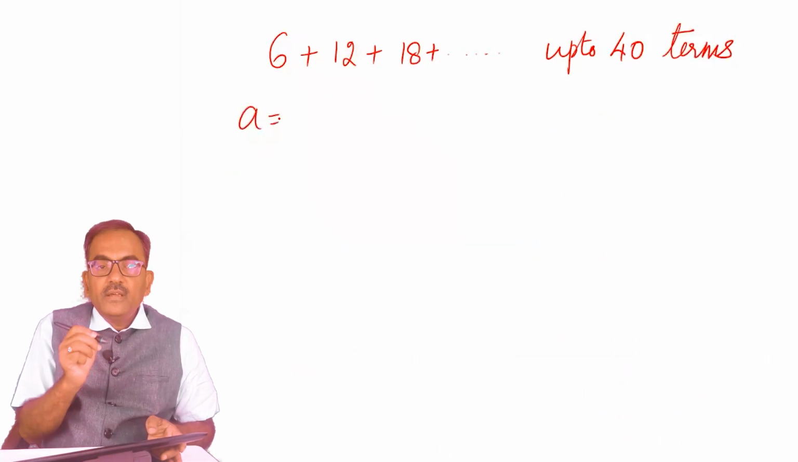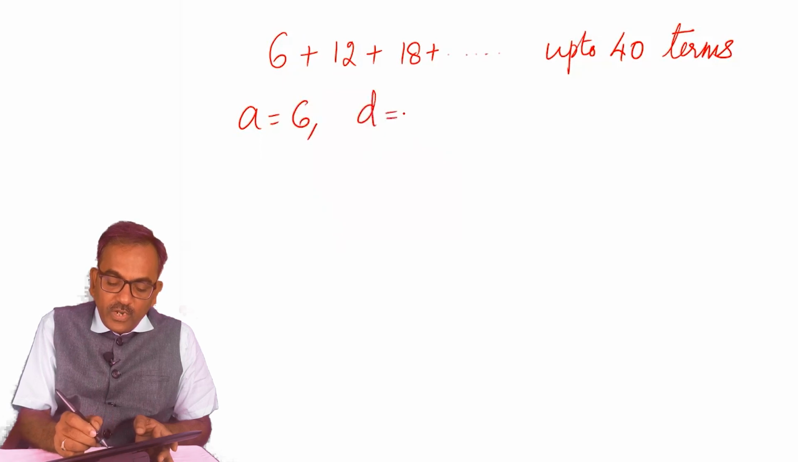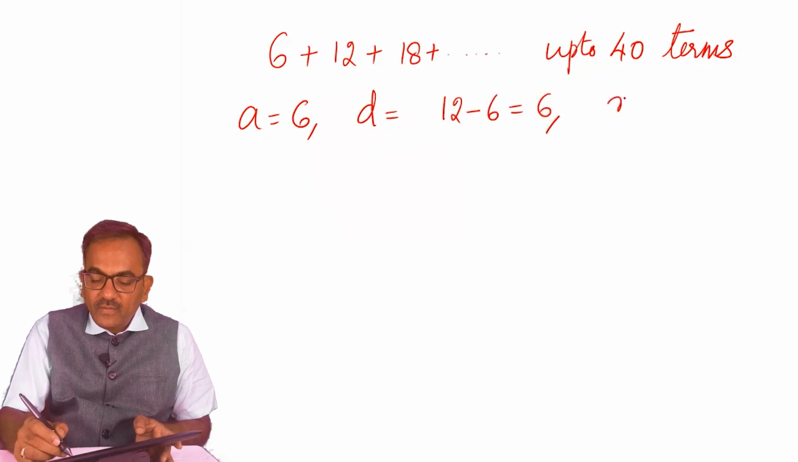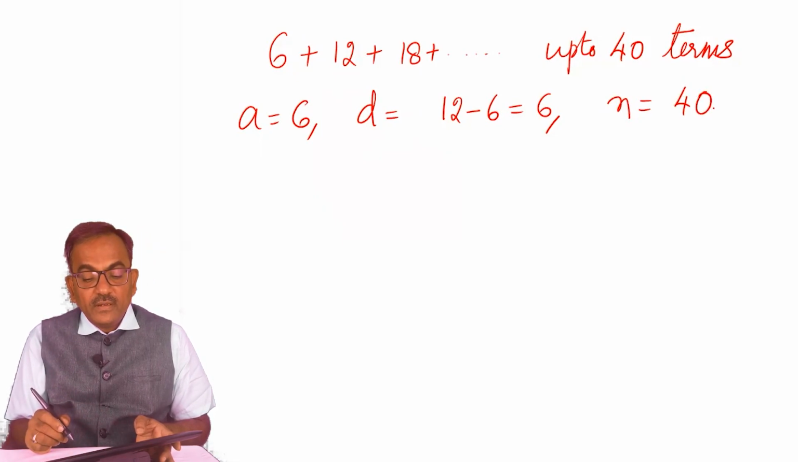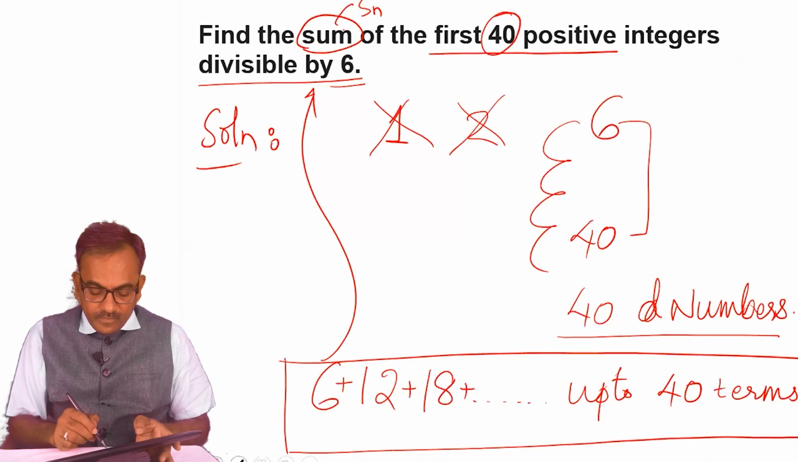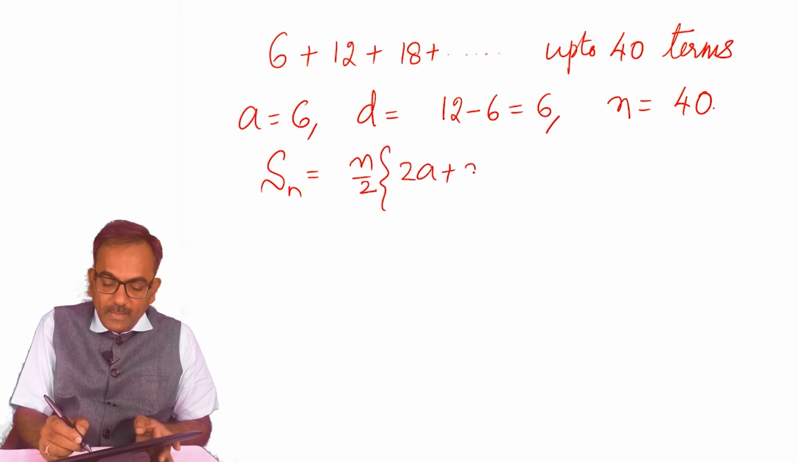Now let us write the values of the variables. a is equal to 6. What is d? d is 12 minus 6, which is equal to 6. And then what is n? n is the number of terms, that is 40. So which formula should I use here? Since I am about to find the sum, I need to use the Sn formula, right? Sn is equal to n by 2 times 2a plus n minus 1 times d.